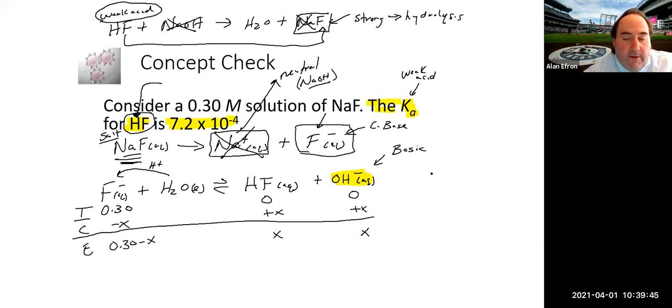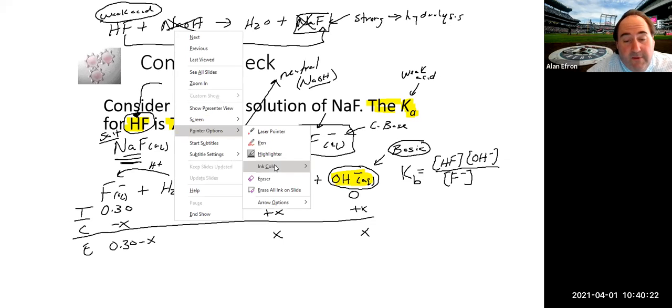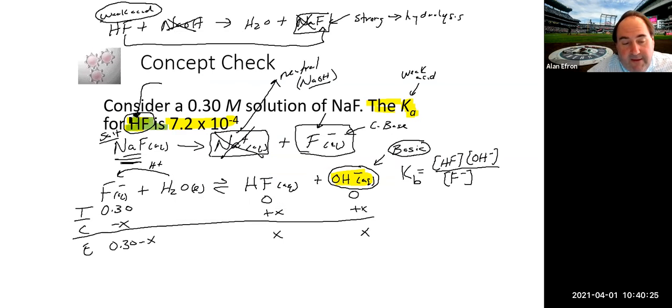At this point, just like before, we're going to take this and put it into our K expression, which is HF times OH minus divided by F minus. What is the other really important thing here? Well, because it produced hydroxide, because I know it's basic, this is actually a Kb value that I need here, not a Ka value. And as I mentioned before, in these types of problems, it is very common that they will give you the wrong K value, right? Here they gave us a Ka value, but here we do need a Kb value.